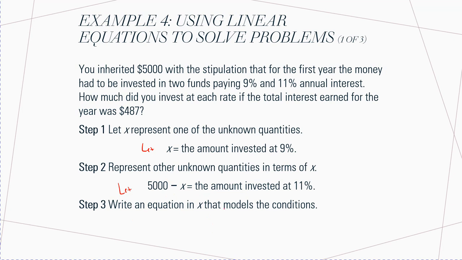So write an equation in X that models the condition. I left this blank so we could actually write this one in here. So how would we do this, right? We're getting 9%, which I'm going to change to a decimal, of the X amount, plus we're getting 11% of the amount invested at 11%, and that total had to end up being $487. So we just have to solve this equation right here.